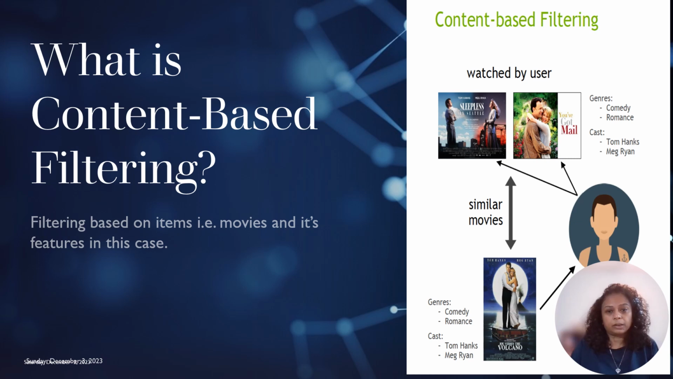For example, if a content-based filtering recommender sees you like the movie You've Got Mail and Sleepless in Seattle, it might recommend another movie to you with the same genres or cast, such as Joe Versus the Volcano.